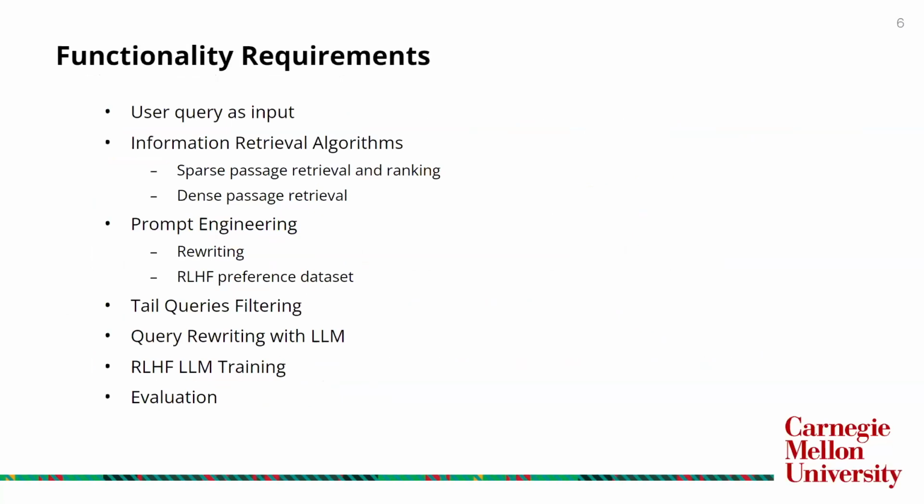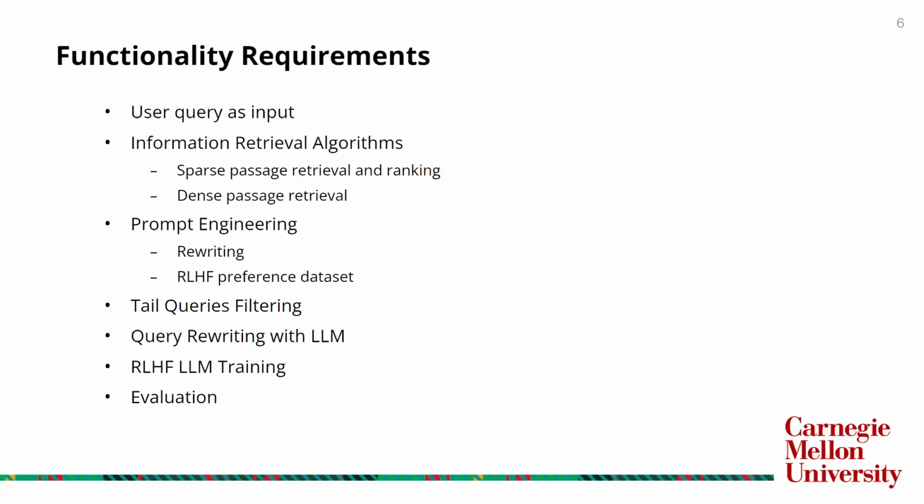Here are our functionality requirements. First, we would require a valid user query as the input. And we have two different pipelines for information retrieval algorithms. The first one is sparse passage retrieval and ranker, which are used in our RAG pipeline for the query rewriting. And the second one is the dense retrieval, which is used to retrieve our final result.